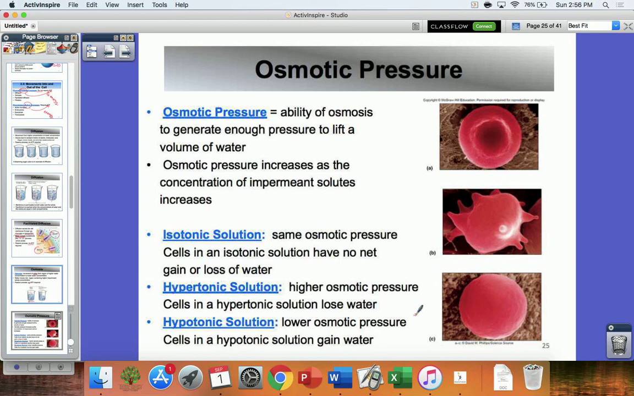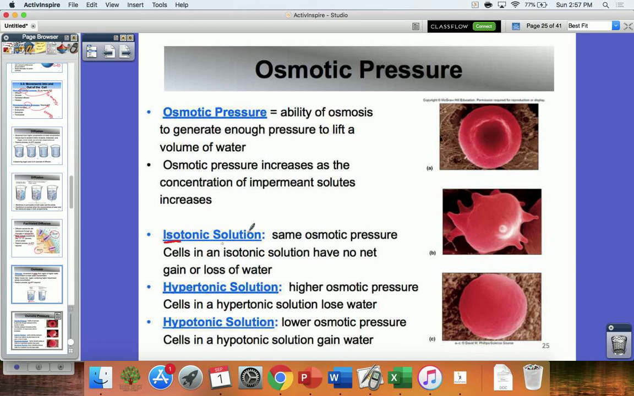And we have three different types of solution that it can move in, or may not have much movement of water. The first one is isotonic. The prefix iso is going to mean same. And so for this one, we have the same amount of osmotic pressure on both sides, which means the solute concentration is basically the same on both sides. So there's really no net gain or loss of water. It's just going to kind of oscillate back and forth at the same rate.